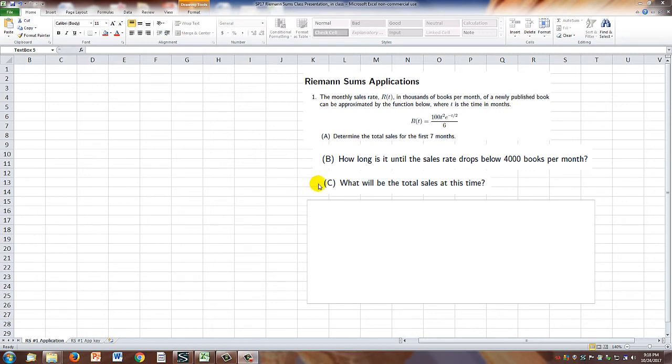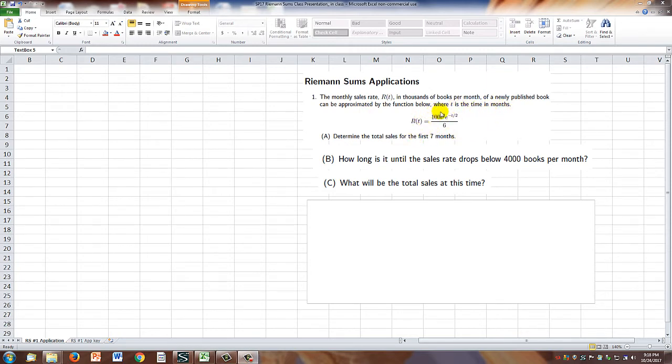This video is on Riemann sums application. I'm only going to do one example. It's on page 77 in your lab manual. It says the monthly sales rate, R of T, in thousands of books per month of a newly published book can be approximated by the function below, where T is the time in months.